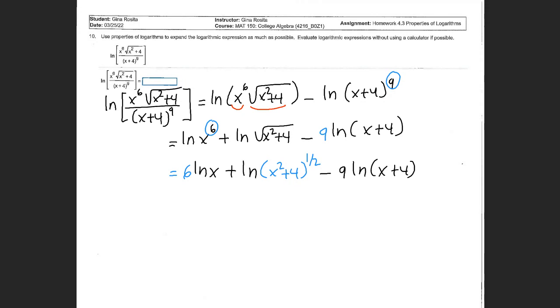So now go to the next one. Now equal, the answer is 6 natural log x plus, power, yeah, a half natural log x squared plus 4 minus 9 natural log x plus 4. Okay. It looks like it's hard, but just remember the rules, yeah. The quotient rule, product rule, and power rule. Okay. So we can continue to number 11.